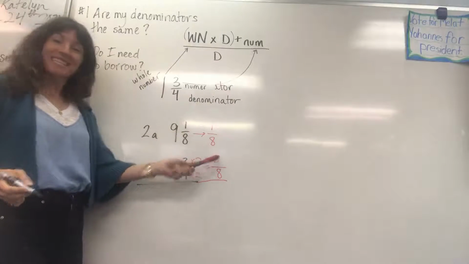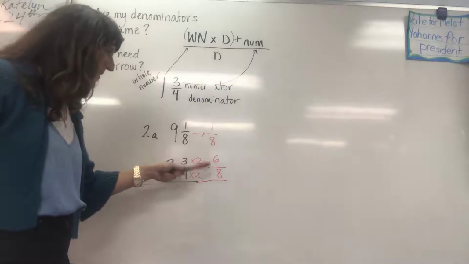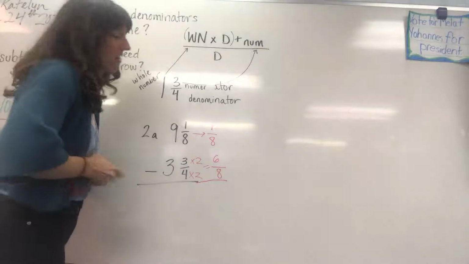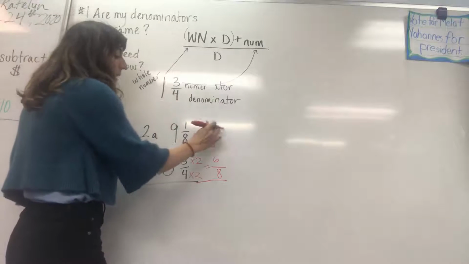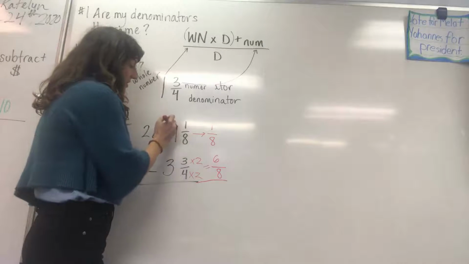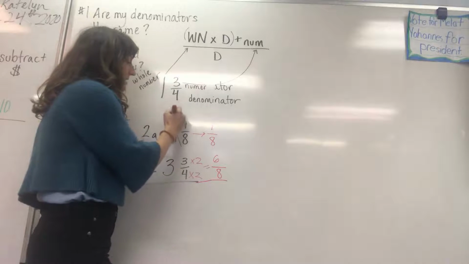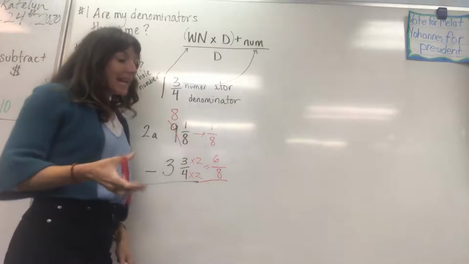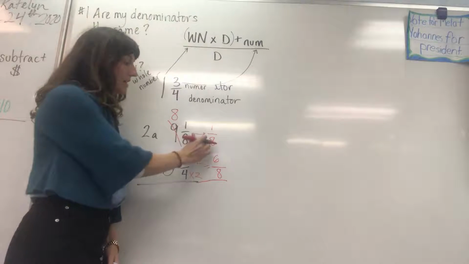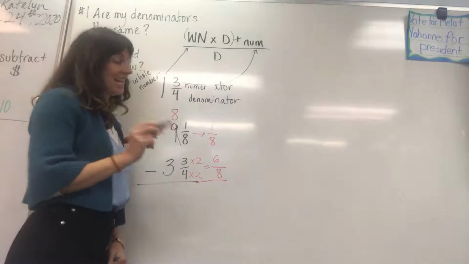Well, 1 minus 6 can't be done because the top number is smaller than the bottom one. So I borrow from the 9 and turn it into an improper fraction. All right, so 1 minus 6, you can't do it. We do have to borrow. That's the answer to the second question. I borrow from the whole number. The whole number goes down 1, becomes an 8. I make an improper fraction out of the one that I have borrowed. Because my denominator is 8, I choose to make it 8 over 8.